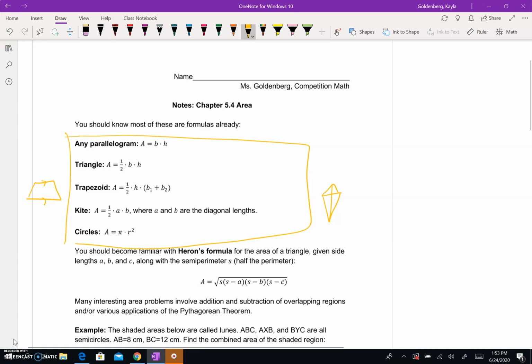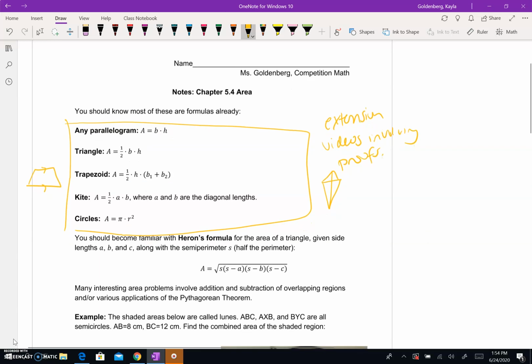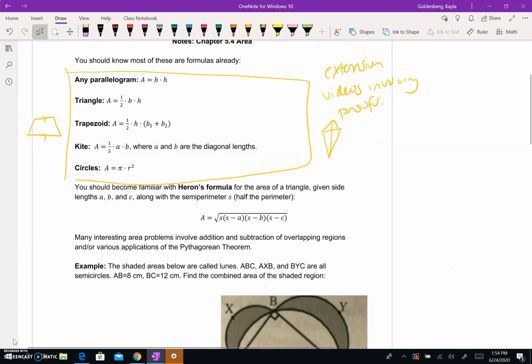And these are formulas that if you're curious, looking into a proof for the formulas is a really interesting thing to dive a little bit deeper. So that's kind of like an extension. If you are interested, you can look up videos involving proofs of those formulas because they are pretty interesting for how you get to them.